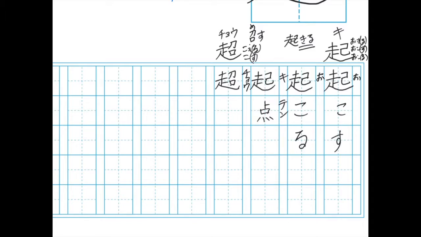Next jukugo is cho no ryoku, which is extrasensory perception, as it suggests. We start with cho, then noryoku, no is like talent or skill. Tsuki, katakana hi, and then chikara. Super or ultra, like power, skill, ryoku. Chonoryoku is extrasensory perception, ESP.